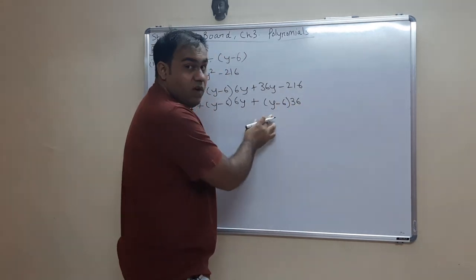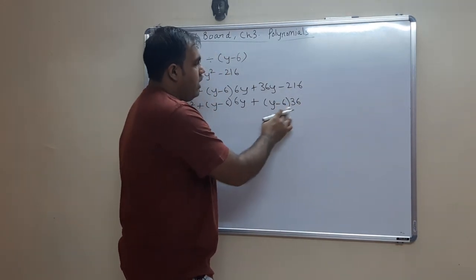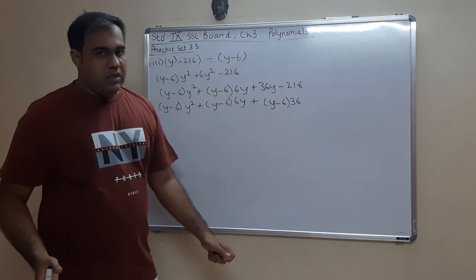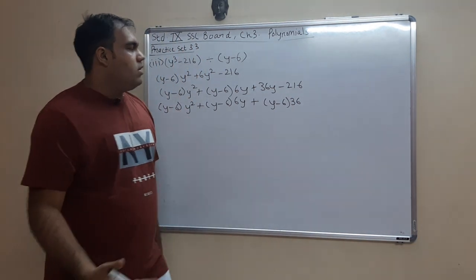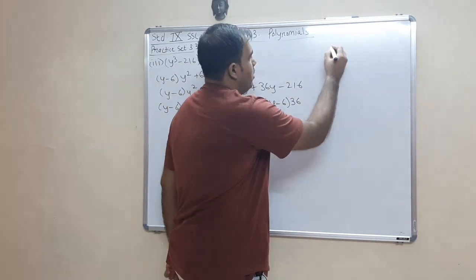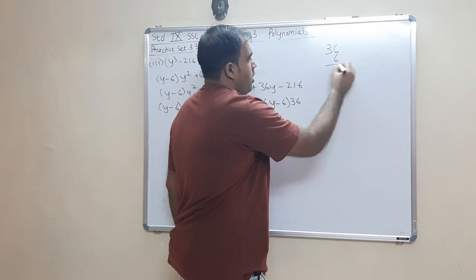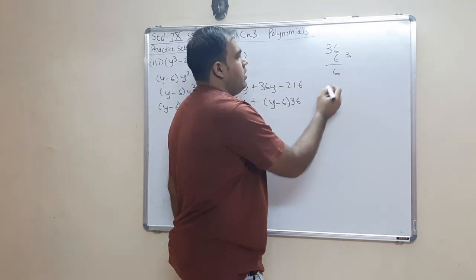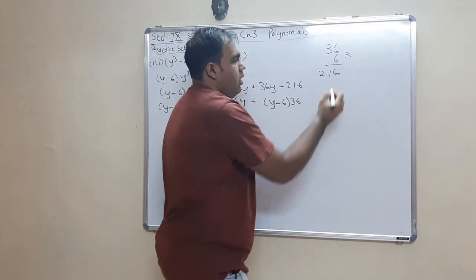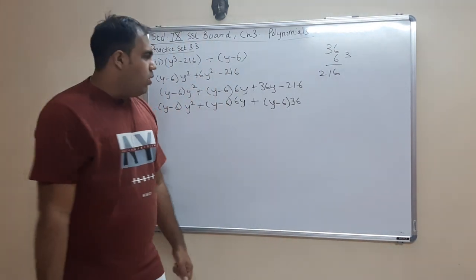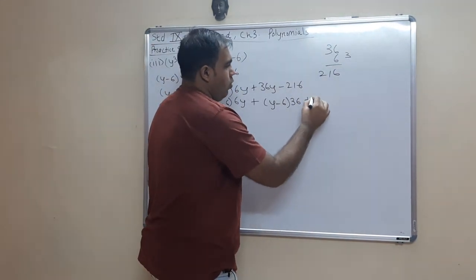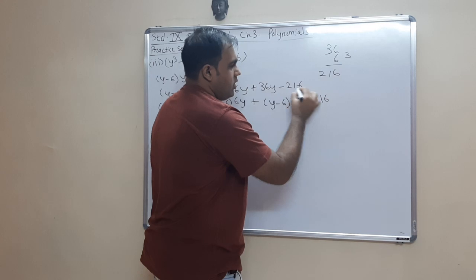So we get 36y. 36y minus 36 into 6. So we have to add that 36 into 6. We'll find out what 36 into 6 is in rough. 6 6s are 36, 6 3s are 18, 19, 20, 21. So 36 into 6 is 216. So we have to add 216 and we just take this term down.